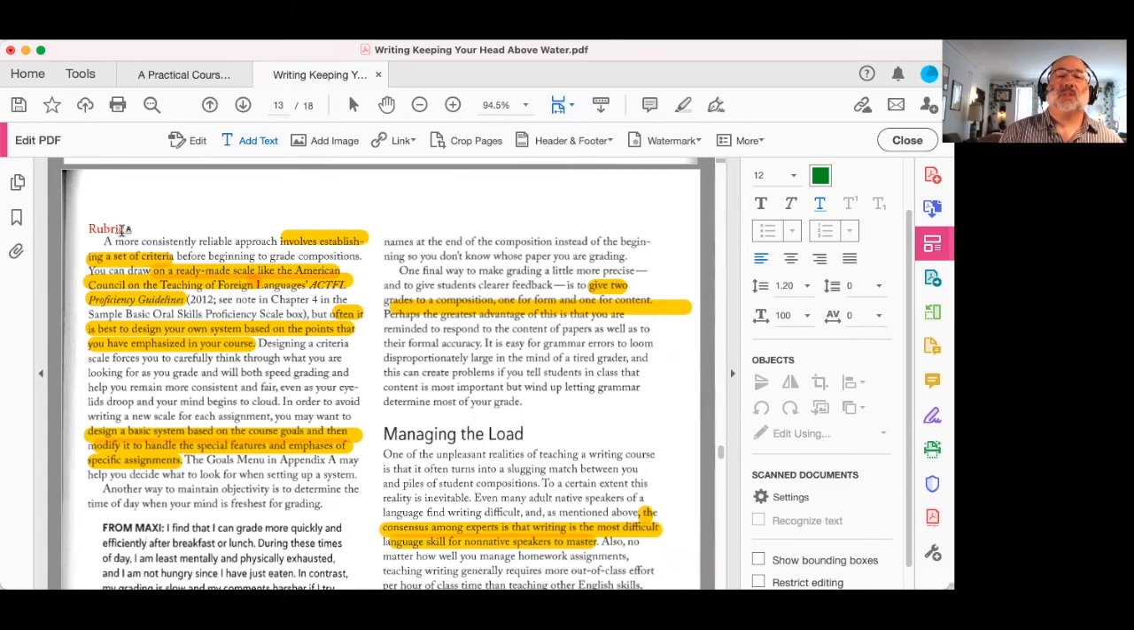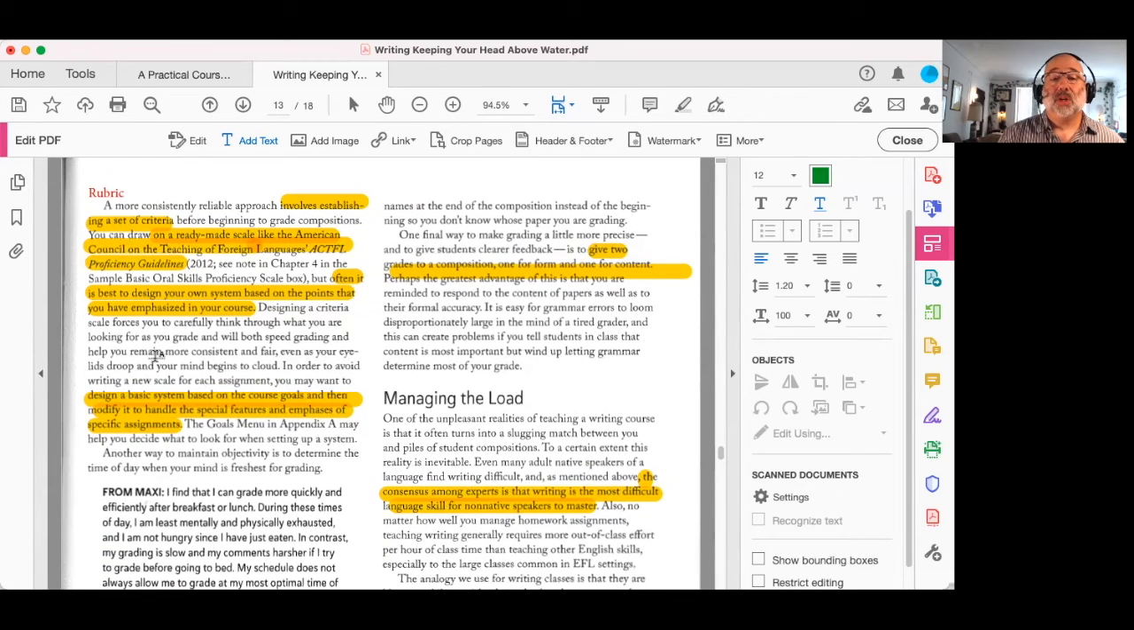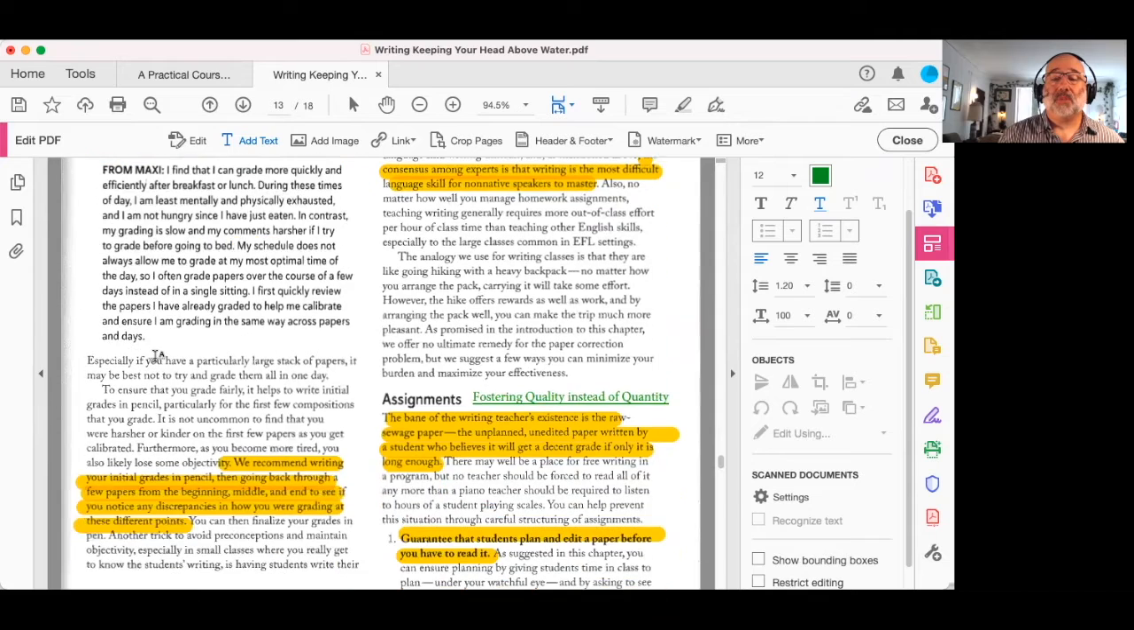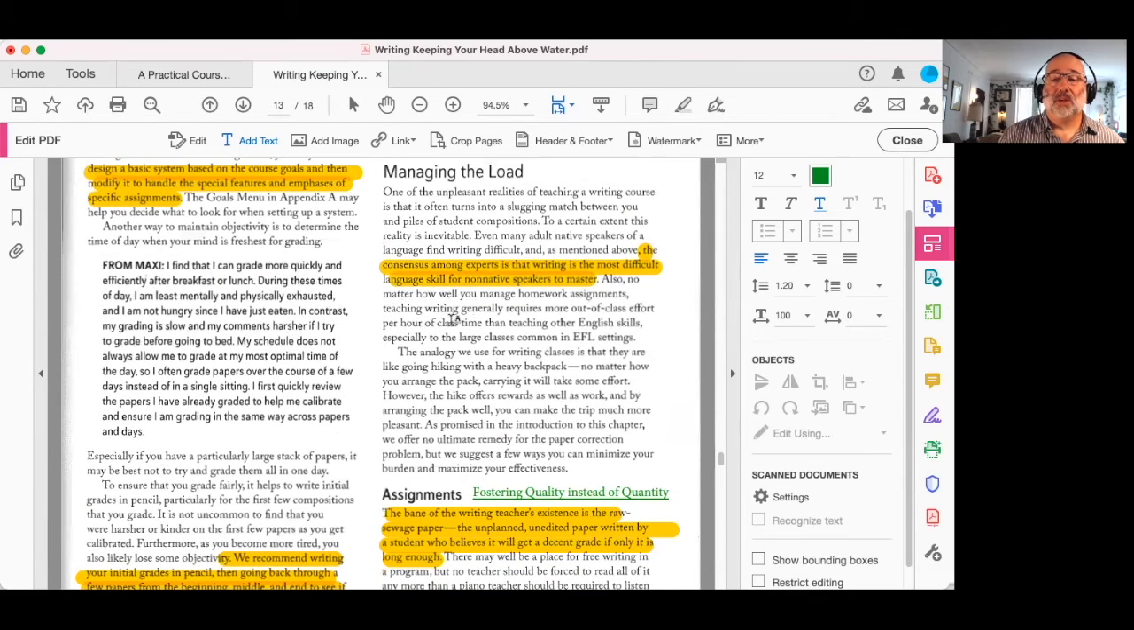Rubrics. This is a way that they're talking about, again, the title being Keeping Your Head Above Water. The rubric will help a teacher to be fair in their grading, to be grading very consistently about the same thing, and also helps the students to know what they're writing to. So it's a way of making the grading process or the evaluation process efficient and give the students a roadmap for what they want. And that's managing the load.